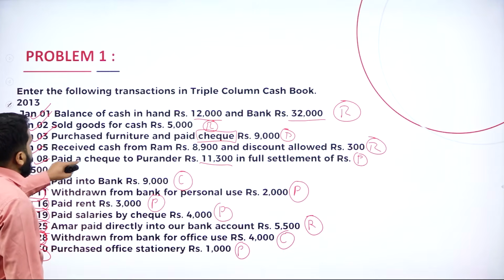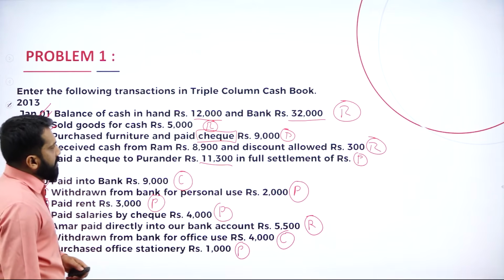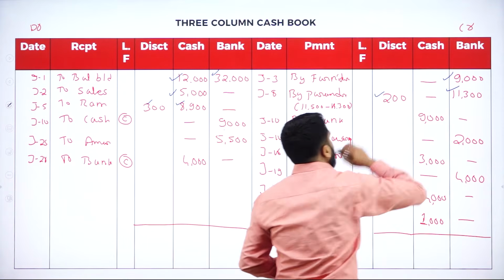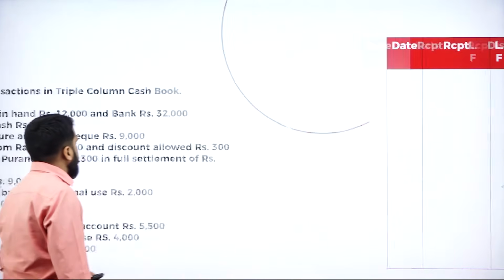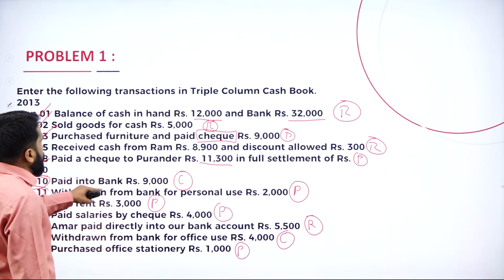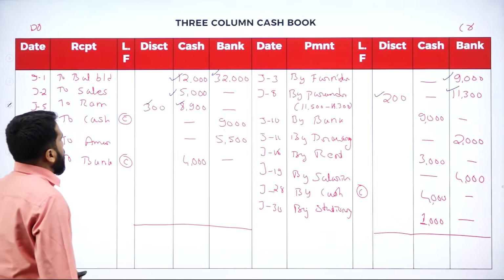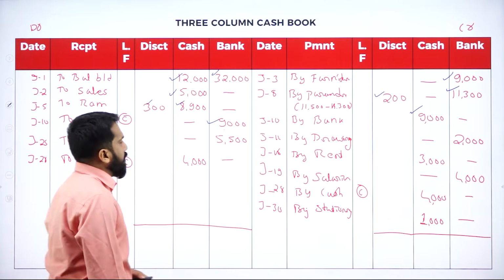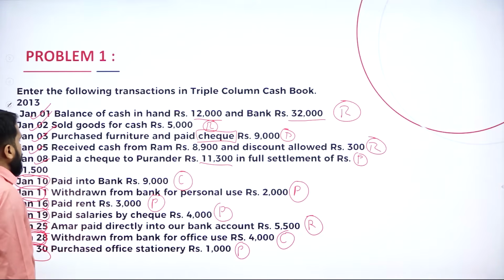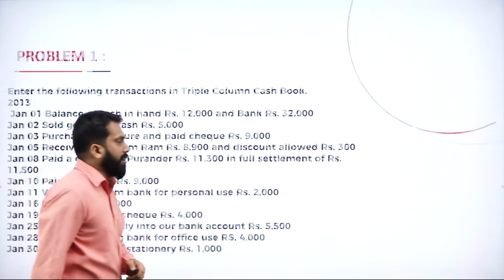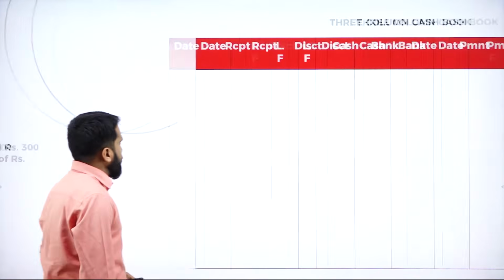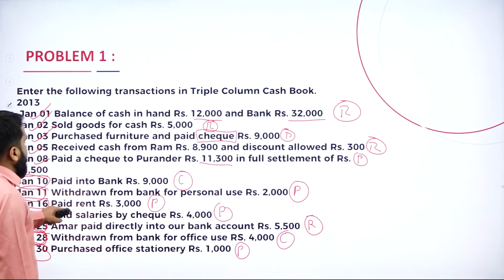Next, paid by check to Purandar 11,300 and also discount. 11,300 by check and discount of 200. Next, paid into bank 9,000. It is a contra entry, 9,000 and 9,000. It is proper. Next, withdrew from bank for personal use, which we call drawings. So drawings it is 2,000. It is correct.